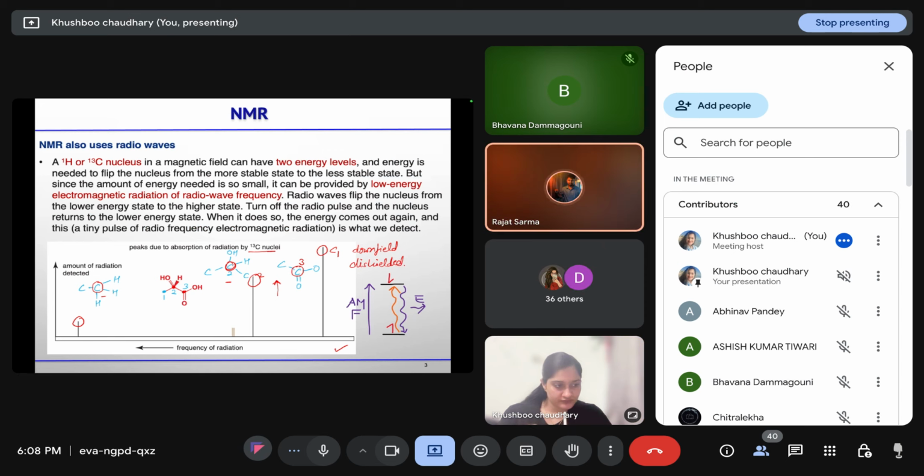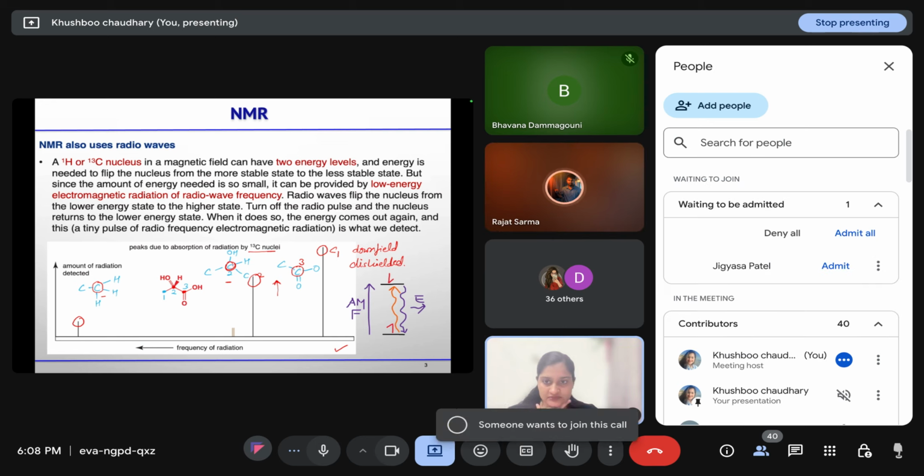Ma'am, I have a doubt. The one which is to the left side, that is the CH3 carbon, right? That is more shielded. But when it comes to the right-hand side, it is the carboxylic acid carbon that is more deshielded because of the double bond and the oxygen atom attached to it. Correct. Okay, ma'am.